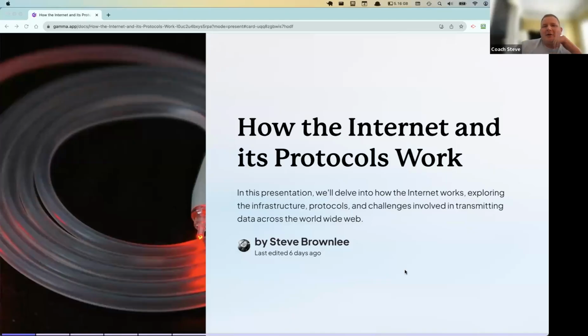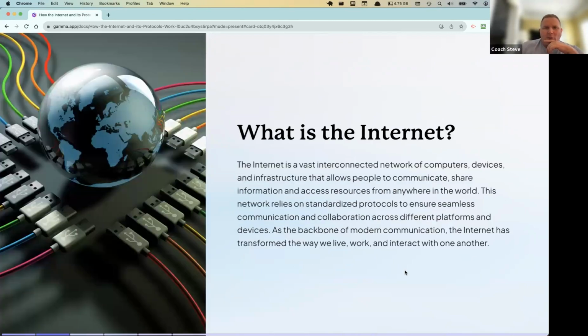This talk is about how the internet works. It's amazing how people, even software developers, have no idea how the internet works. So we're going to talk a little bit about the protocols that make the internet actually work. Let's talk about, first off, what is the internet?